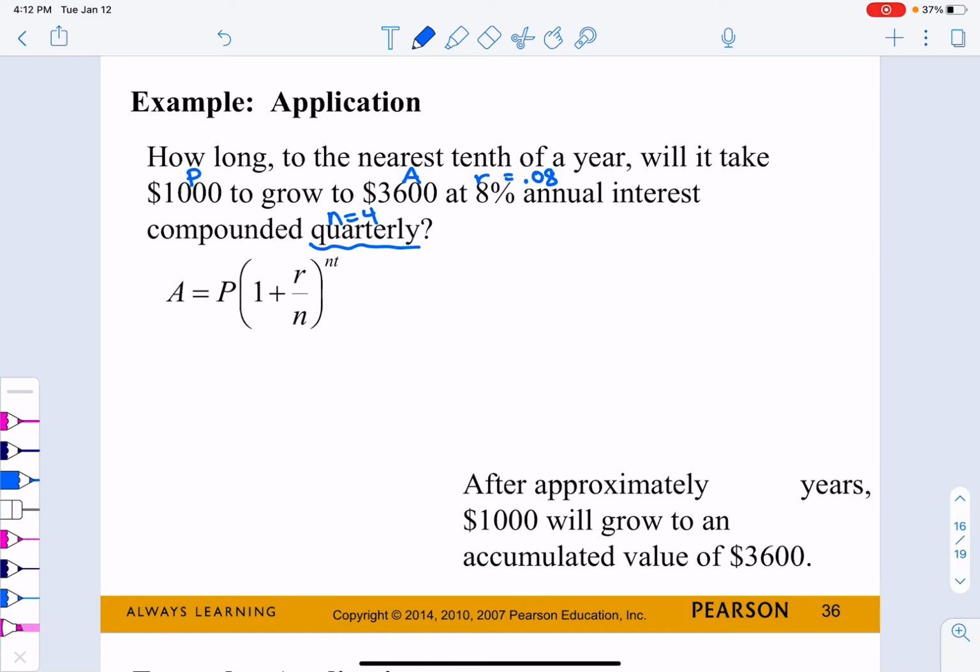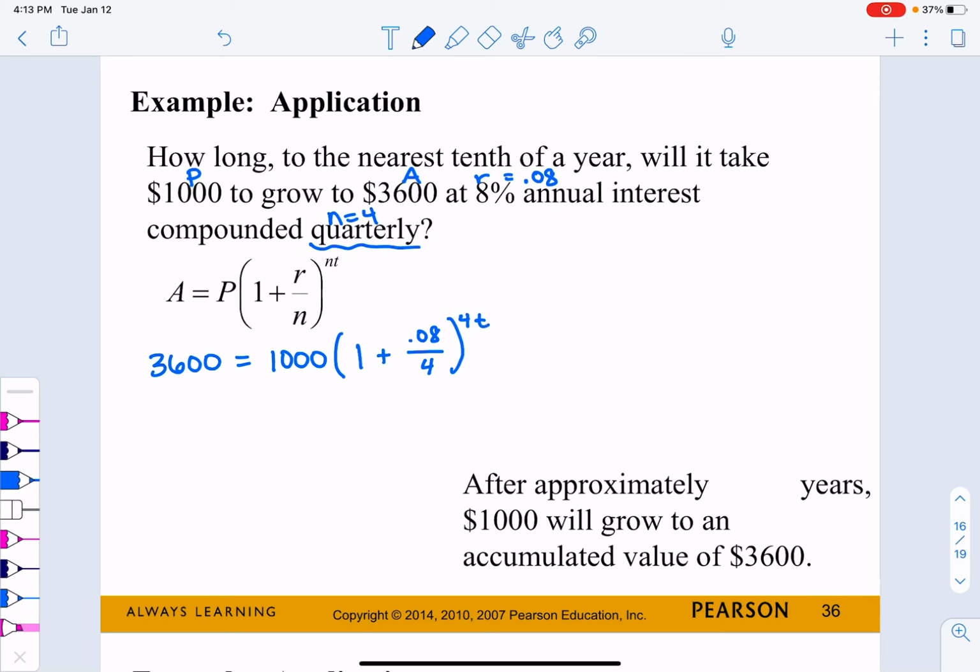So let's fill this in. Our A value of 3,600 is equal to our principal of 1,000 times 1 plus 0.08, our r, divided by the n, which is 4. And that's going to be raised to the n times t. So that's 4 times our time, which is our unknown. t is what we're trying to solve for, so that's going to be a 4t up there.